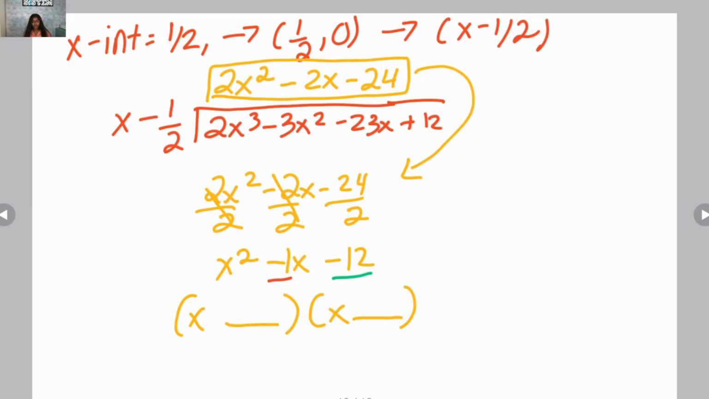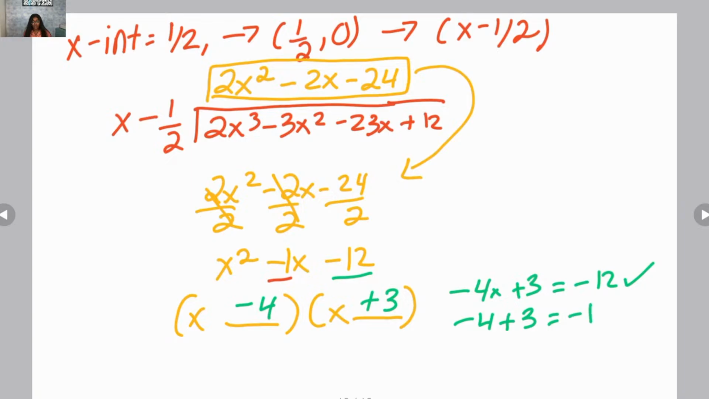But I think we can probably do something in reverse based on what I just saw. We can do negative 4, positive 3. Because negative 4 times positive 3 equals negative 12. That works. And negative 4 plus 3 is negative 1. Yes, so x minus 4 and x plus 3 are also a part of our intercepts.